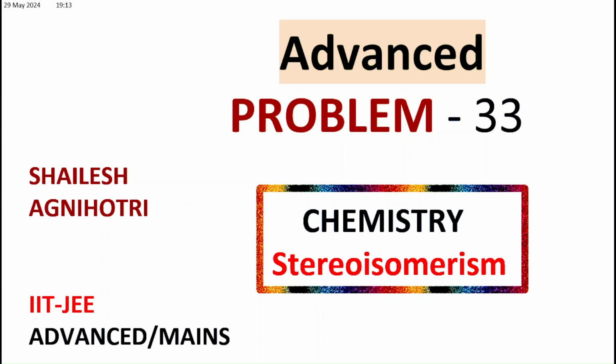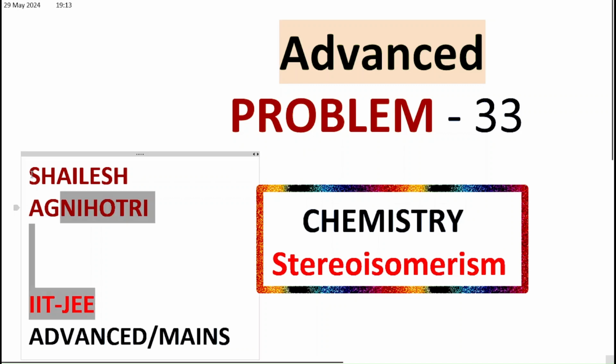Students, in this problem series, as we know, we are doing organic chemistry through problems. And in this course, currently we are focusing on stereoisomerism. So straight away, let us see question number 33.